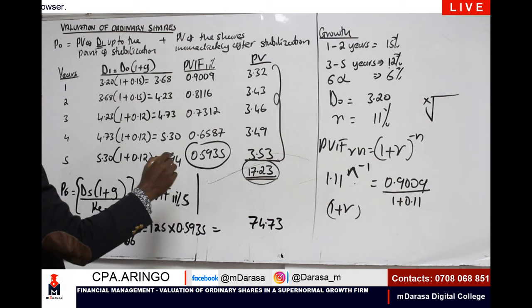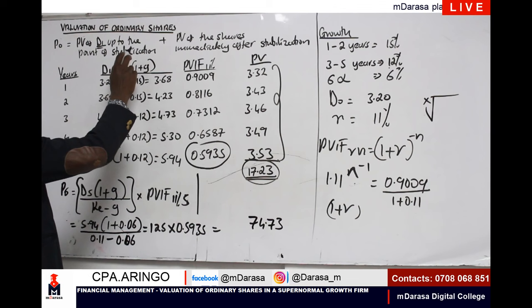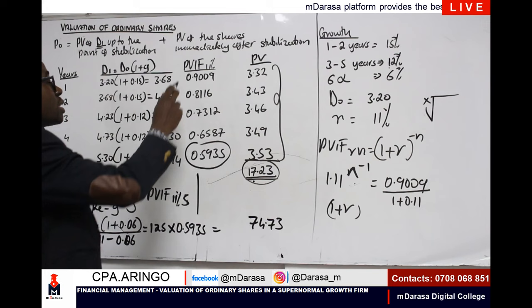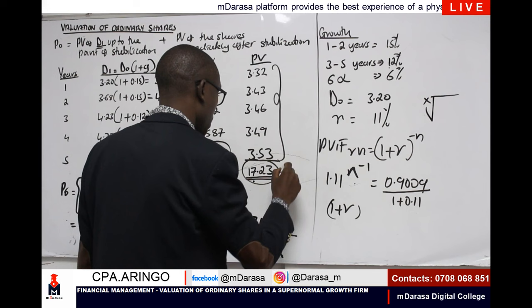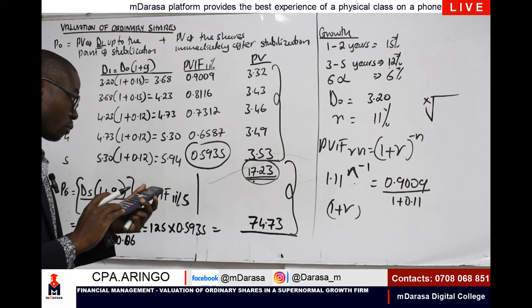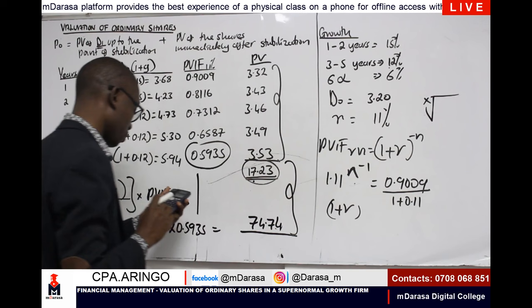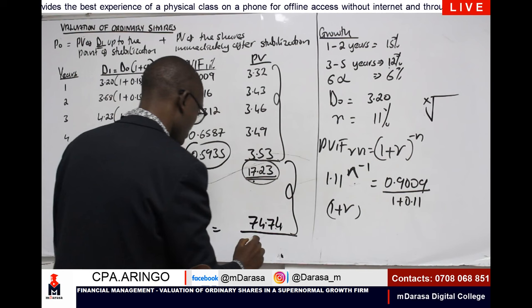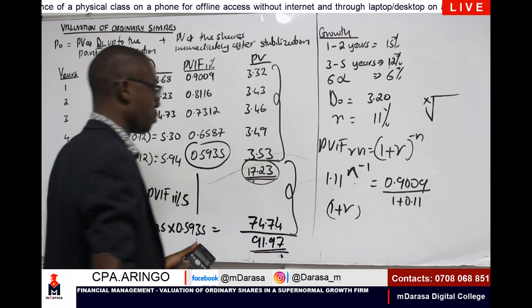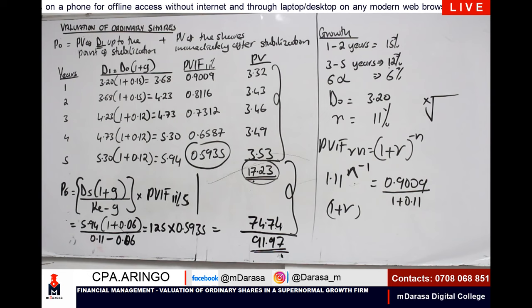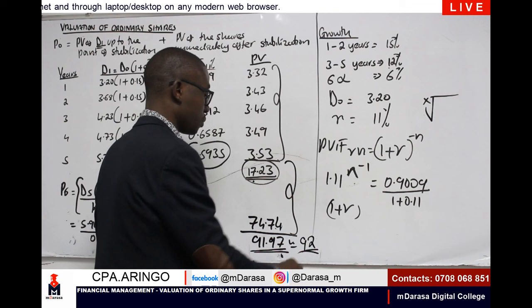So we need now our present value. I should be taking the present value of expected dividends up to the point of stabilization, 17.23, and adding the present value of our shares immediately after stabilization, which is 74.73. If you sum these up, I'm getting 91.97. That should be our intrinsic value of these shares of Supernormal Growth Firm, 91.97, which you can translate to 92. That is what you are expected to determine in this question.